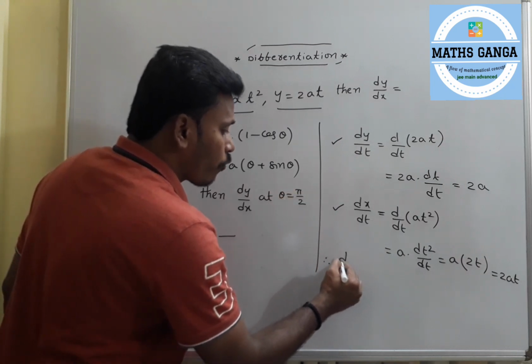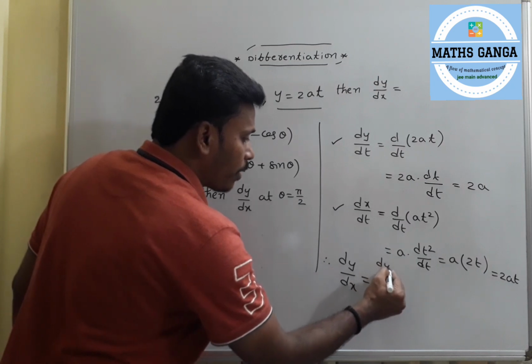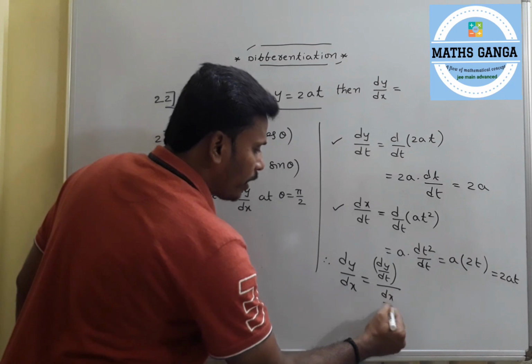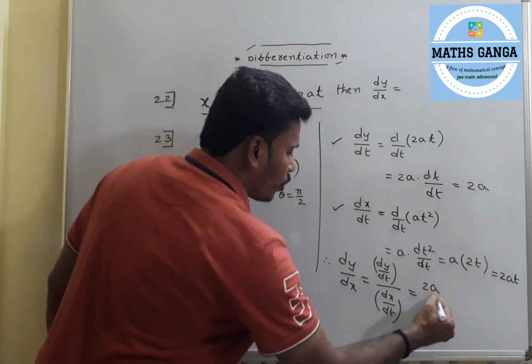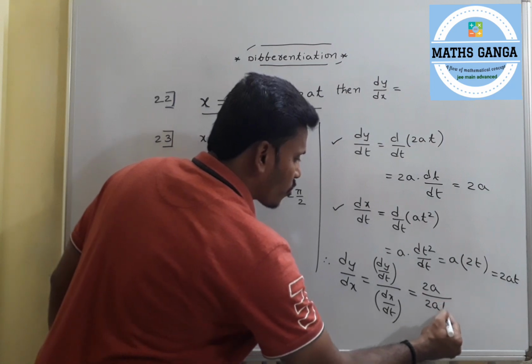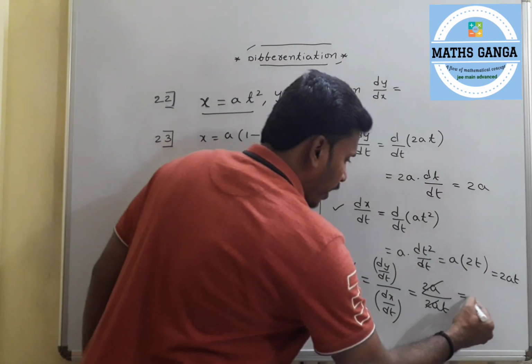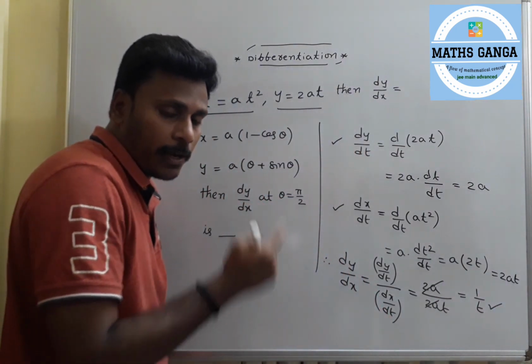Now our task is to find dy by dx, right? Dy by dx can be written as dy by dt divided by dx by dt. So that dy by dt is 2a, dx by dt is 2at. So simply cancel out that 2a. We are left with 1 by t, right? So 1 by t is dy by dx. Okay, have a look.